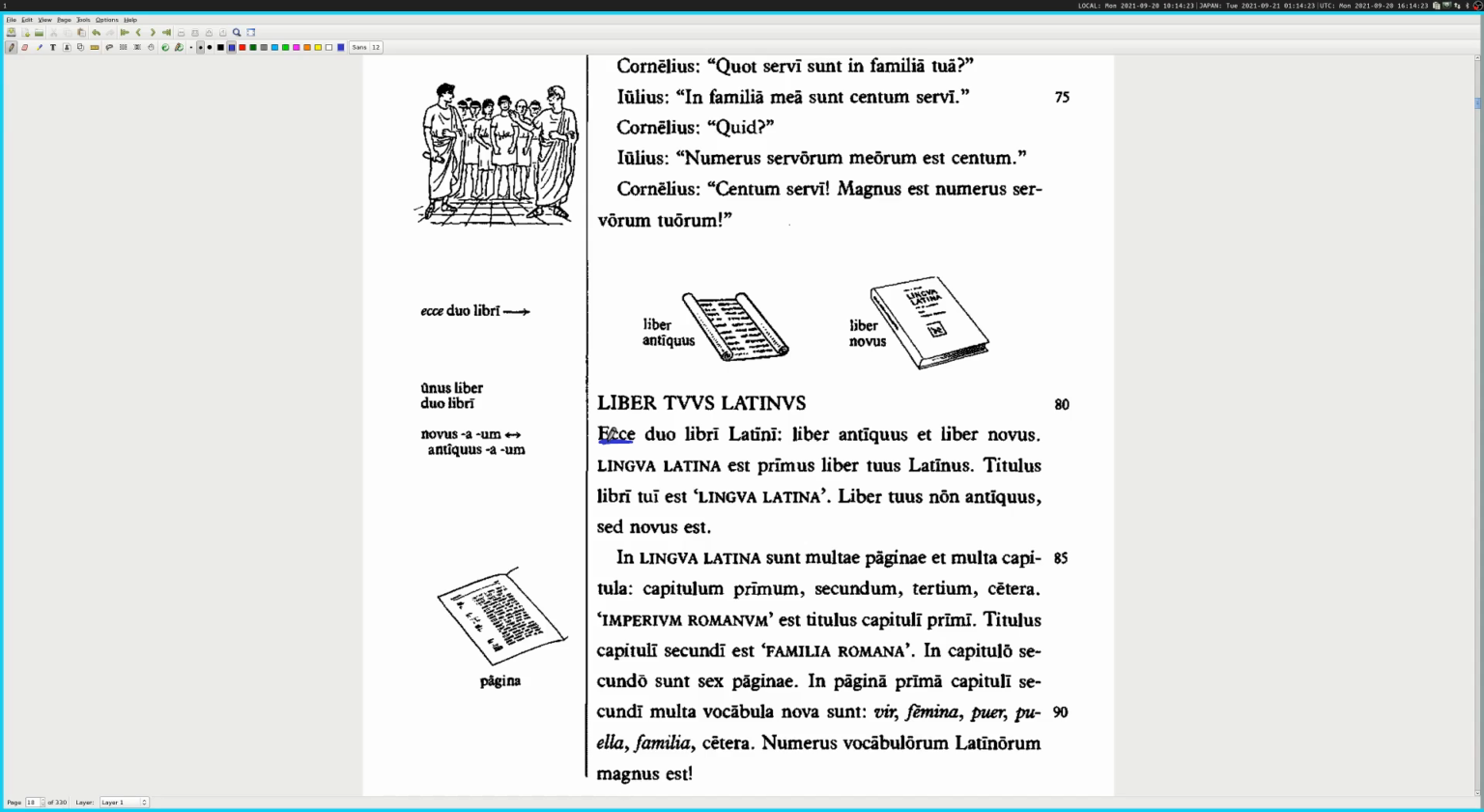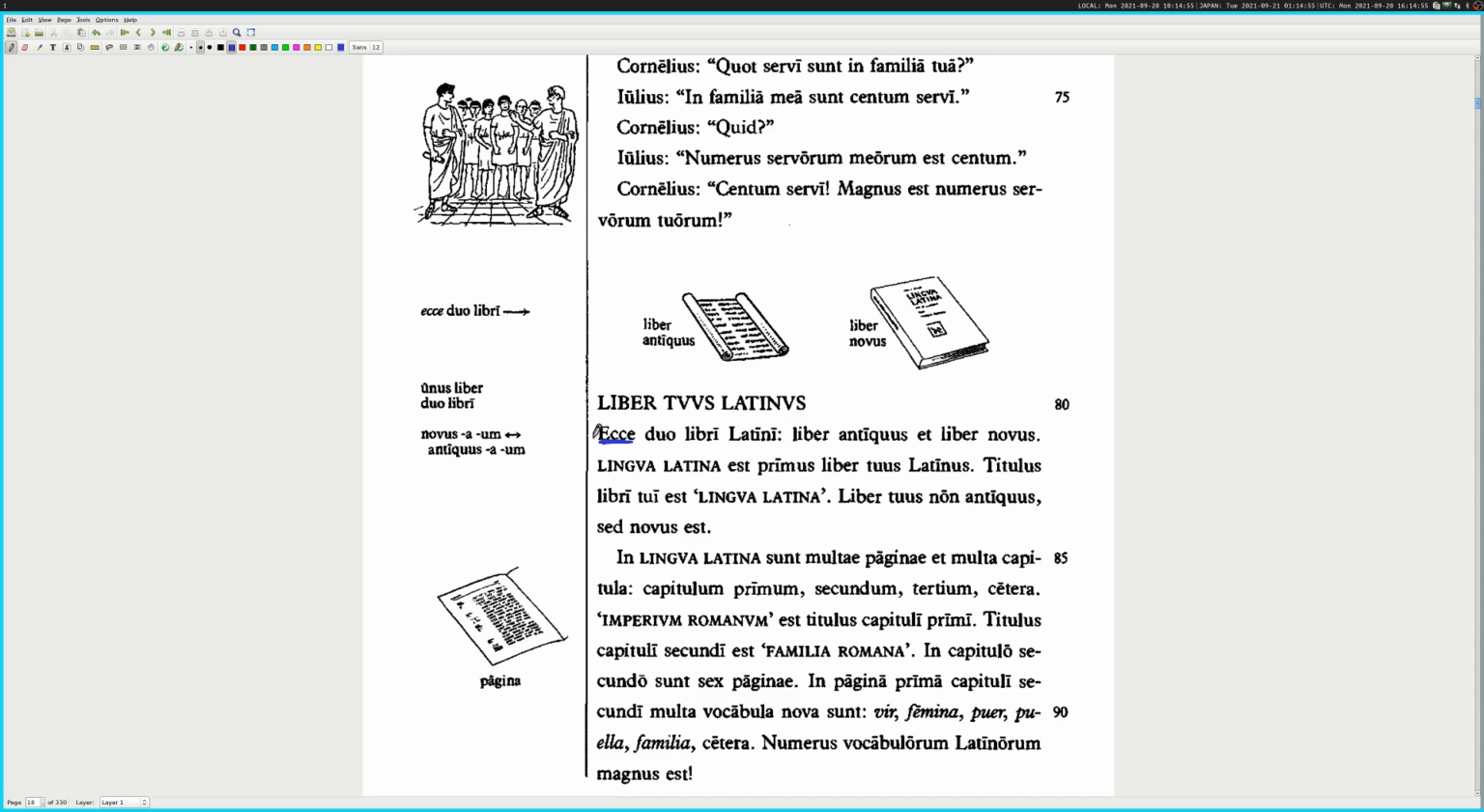Titulus et libri. Okay, I don't know what tui means. Okay, we'll figure it out. Ecce, there are. That's what I think this means. Okay, there are two books in Latin. The old book and the new book. Lingua Latina is the first book of yours in Latin. The title of this book, of your book, is Lingua Latina. So it's breaking the fourth wall.